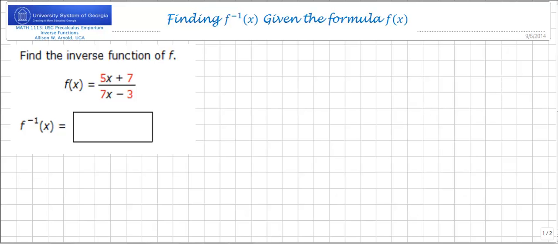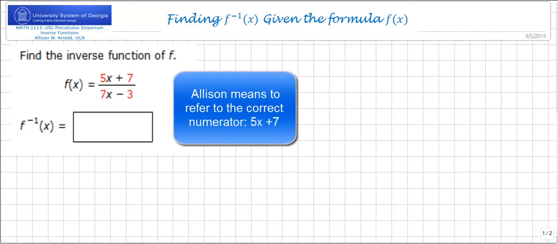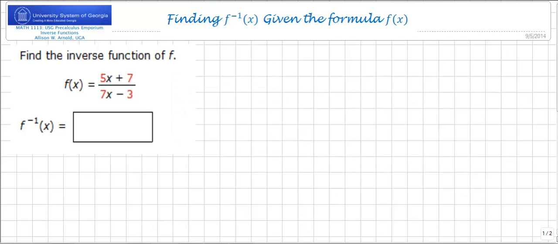Now for another example of finding f inverse given the formula for f of x, maybe one that is slightly a little more challenging algebraically. So the function whose inverse we wish to find is f of x equals 5x plus 7 divided by the quantity 7x minus 3. But our steps will remain the same. We're going to let y equal f of x, so we'll let y equal 5x plus 7 divided by 7x minus 3.